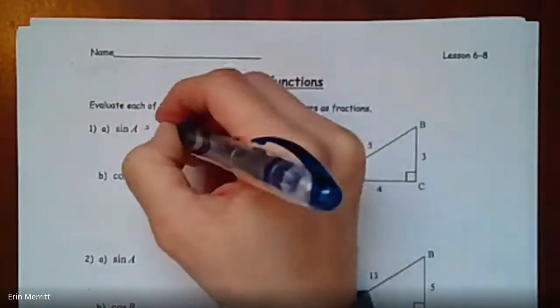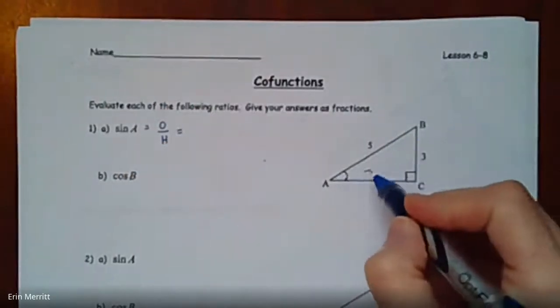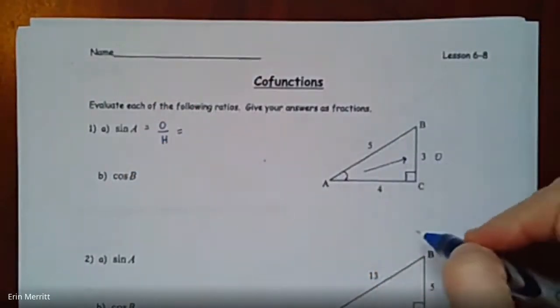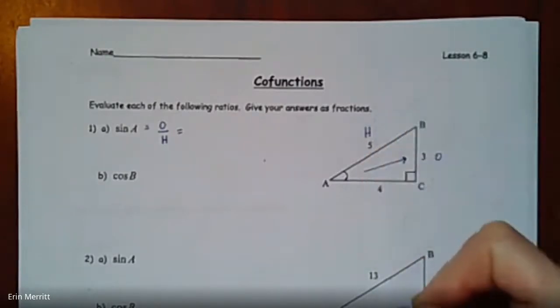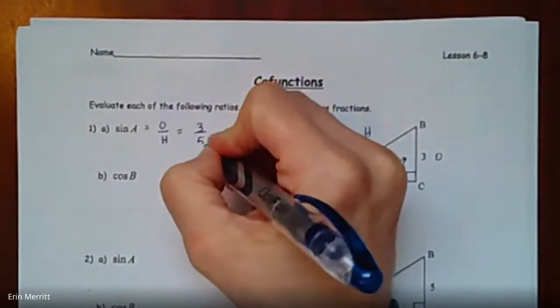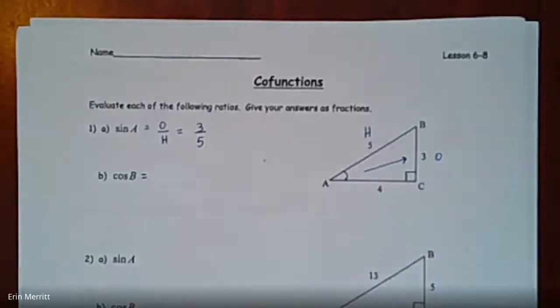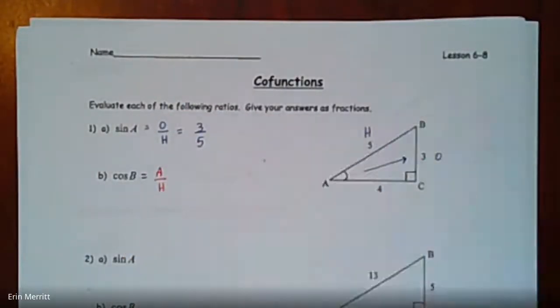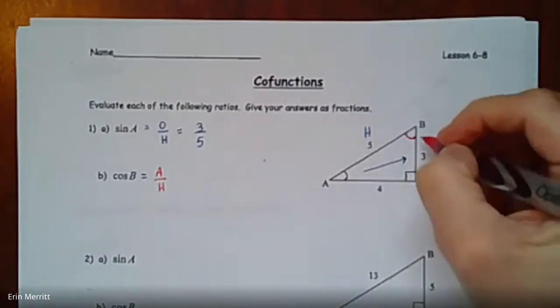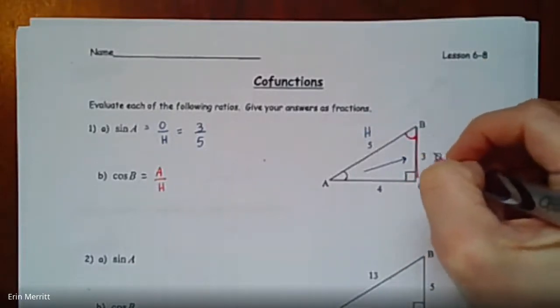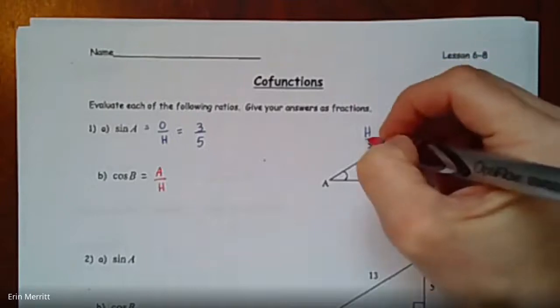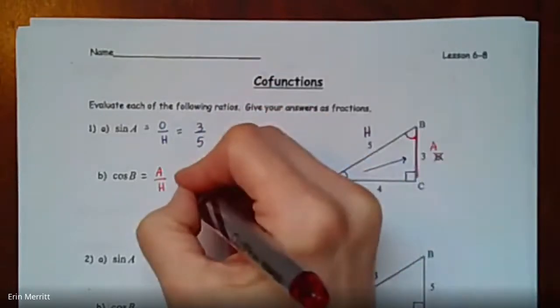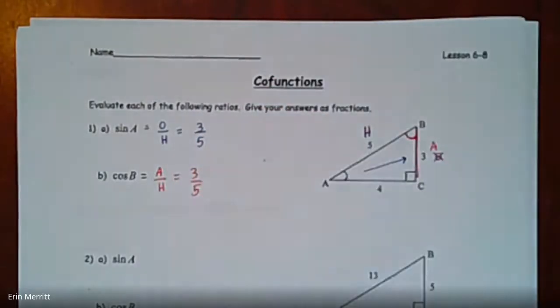Given the 3, 4, 5 right triangle, it's asking us for sine of A and cosine of B. Remember, sine is opposite over hypotenuse. In my picture, 3 is opposite angle A, and 5 is the hypotenuse, so that would be 3 over 5. When we look at cosine, that's adjacent over hypotenuse. Looking at angle B, the adjacent side would be this, and the hypotenuse stays the same, so that one comes out to 3 over 5.